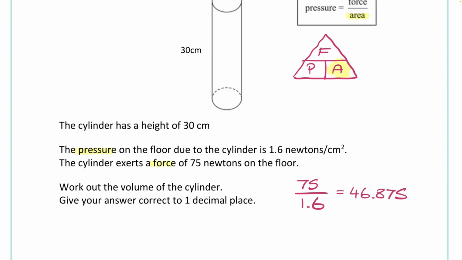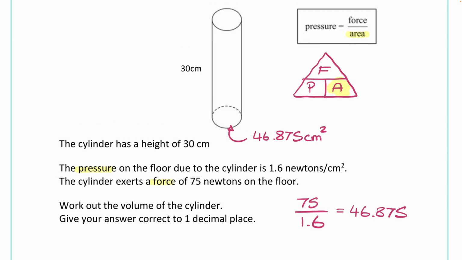46.875. Now that 46.875 is the area, and that is the area of the circular base, as this is a cylinder here, but that is the area of the base. So 46.875, and that would be centimetres squared, as that's an area. To work out the volume of a cylinder or any prism, we get the area of the cross section, and in this case the cross section is the circle that's going all the way through the shape, and we times that by the height or the distance that it passes through the shape.